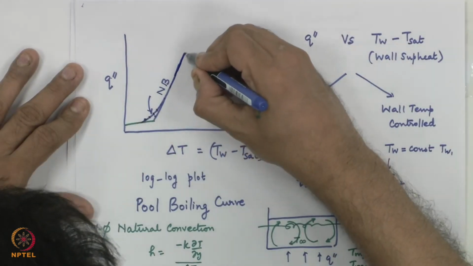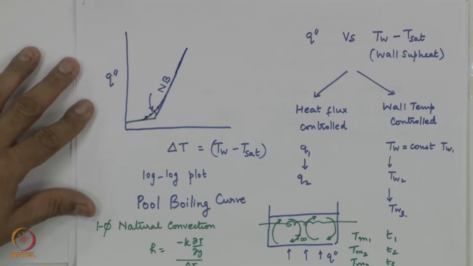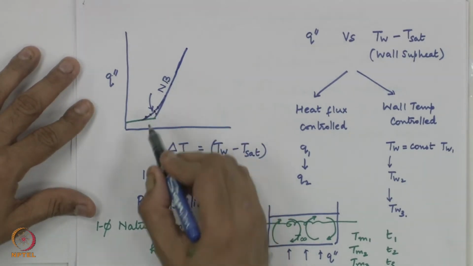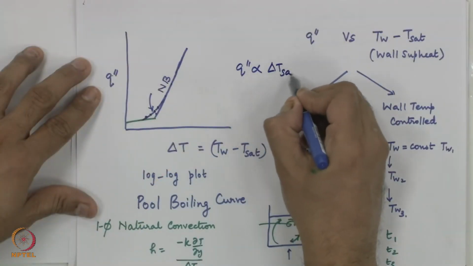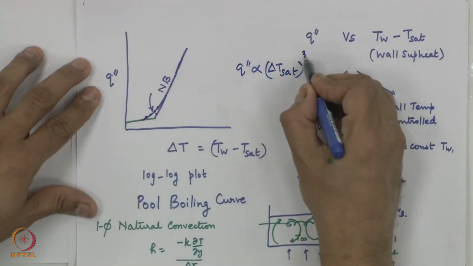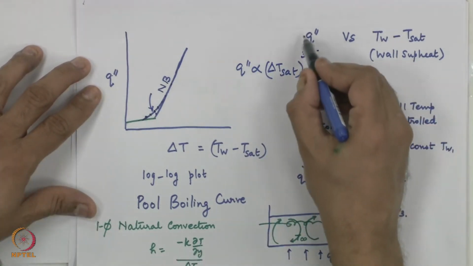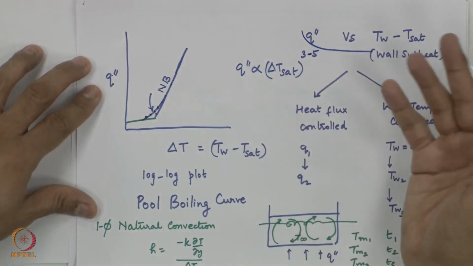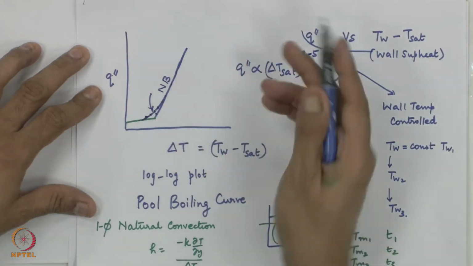And this process continues for a reasonable amount of time. By that I mean, nucleate boiling is going to be the best form of heat transfer for us. The slope of this is typically what you would see: q double prime is proportional to delta T sat to the power 3 to 5. It is not 3.5, it is 3 to 5. So, the slope would be either 3 or 4 or 5, 4.25, etc. Different surface fluid combinations have different slopes, but the broad nature of the curve is going to be the same.